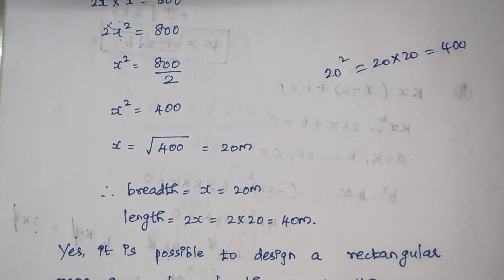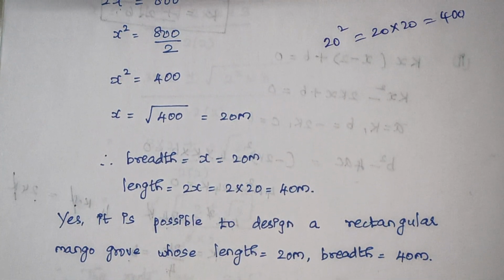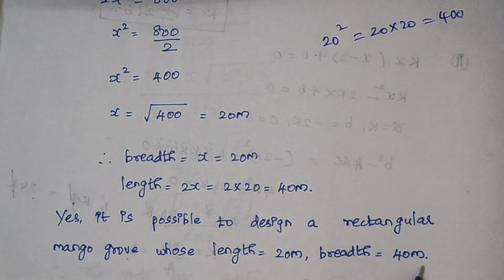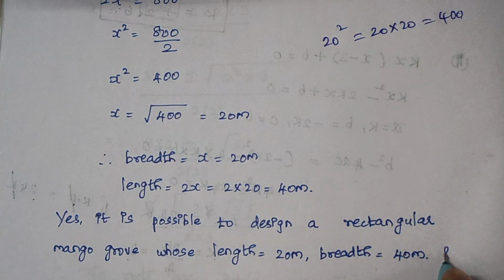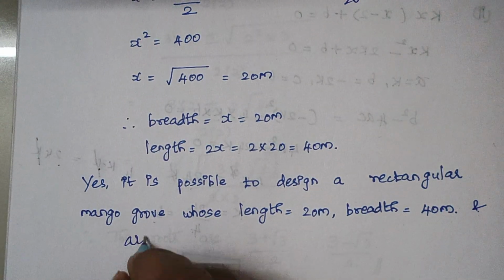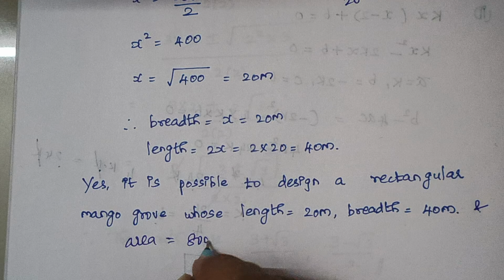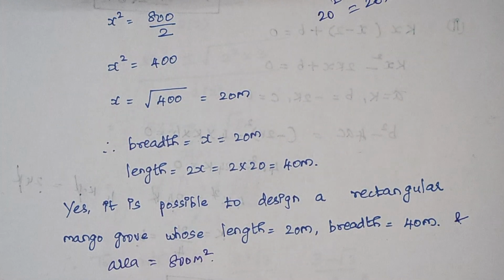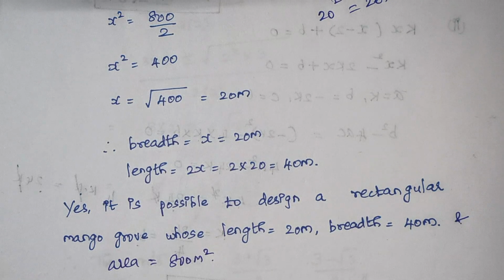Therefore, here it is possible to design a rectangular mango grove whose length is 40 meter and breadth is 20 meter, and the area is also equal to 800 meters square. Right. So, that's all problem 3. We will proceed with problem number 4.